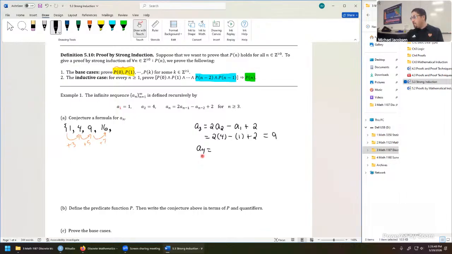Let's check this out with A4. A4 is going to be 2 times A3, go back 1, minus A sub n minus 2, go back 2. So this is going to be A2, plus 2. We plug these values in. This is 2 times A3. We have that value now. It's a 9. Minus A2, that's way over here, a 4. Plus 2. So this is 18 plus 2 for a 20, minus 4 for a 16. So the pattern holds.